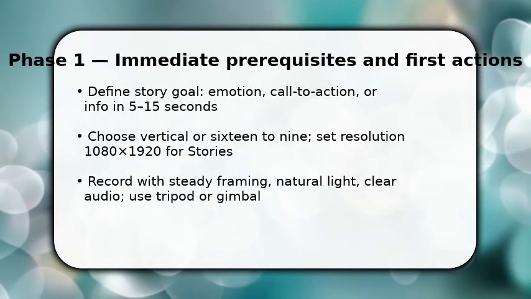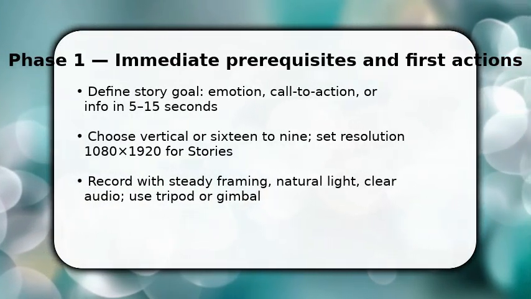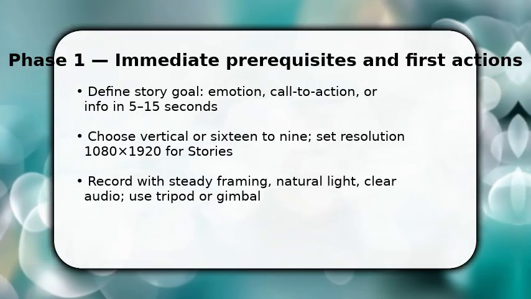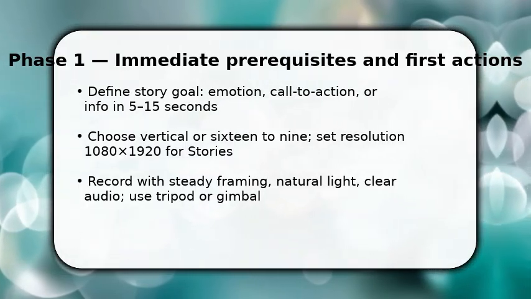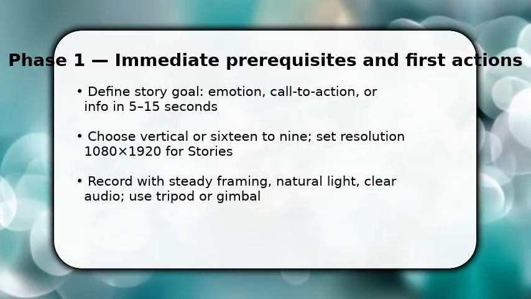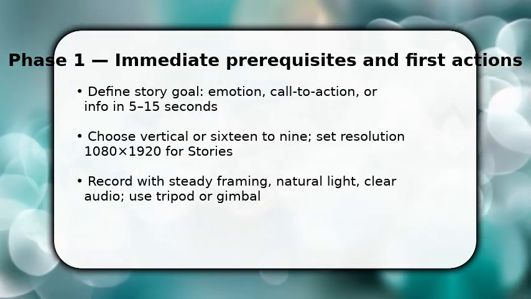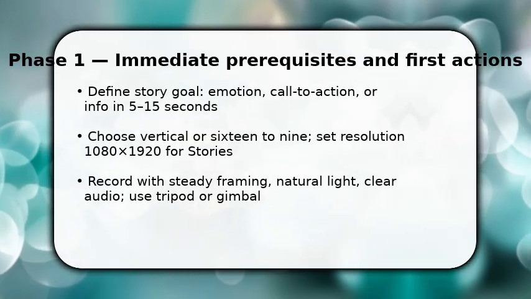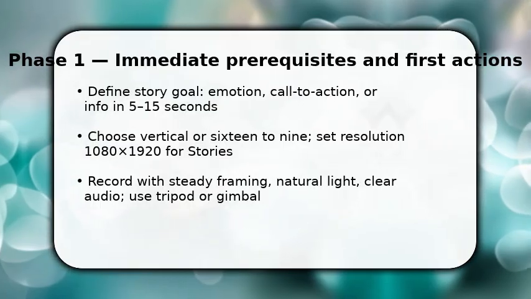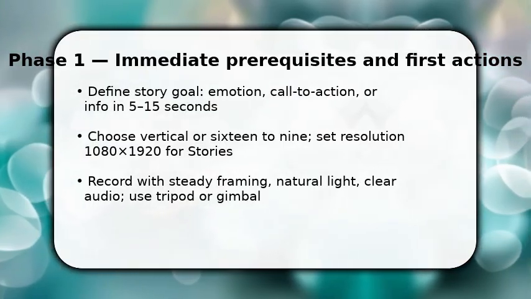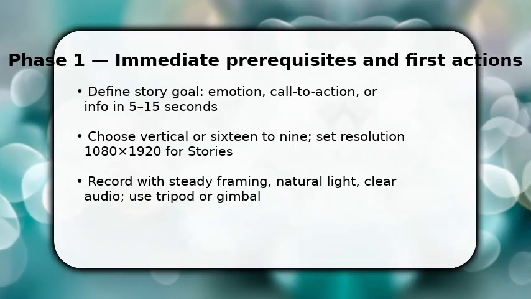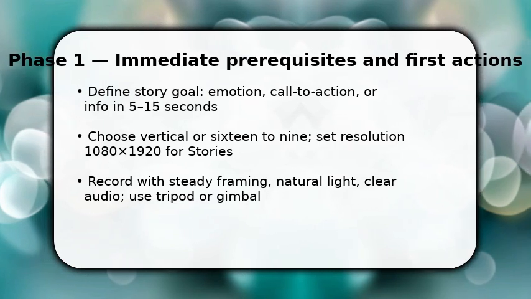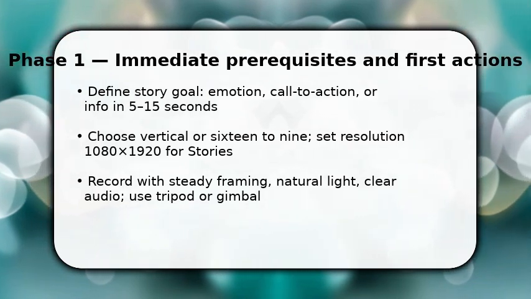You begin by locking the goal and capturing footage that serves that goal. Decide whether you need emotion, a quick tip, or a CTA, and keep your story to 5 15-second segments. Once decided, set your camera to the correct frame, vertical for stories or 16:9 for cross-posting, at 1080 x 1920 for crisp results. Make sure to stabilize the shot, use natural light when possible, and record clean audio. This saves time during editing and makes your message clear.